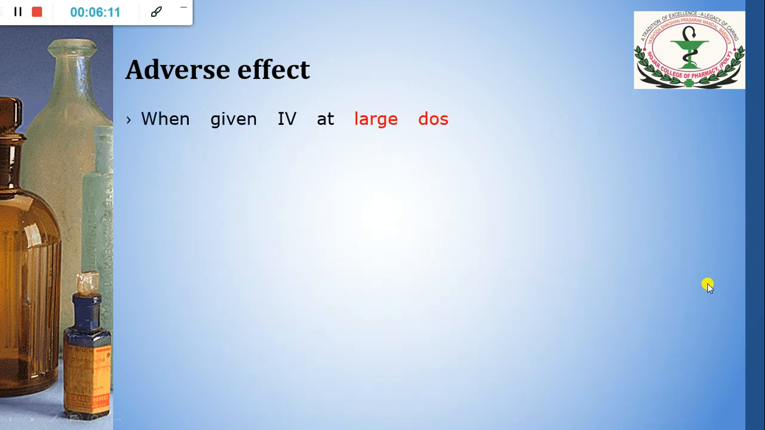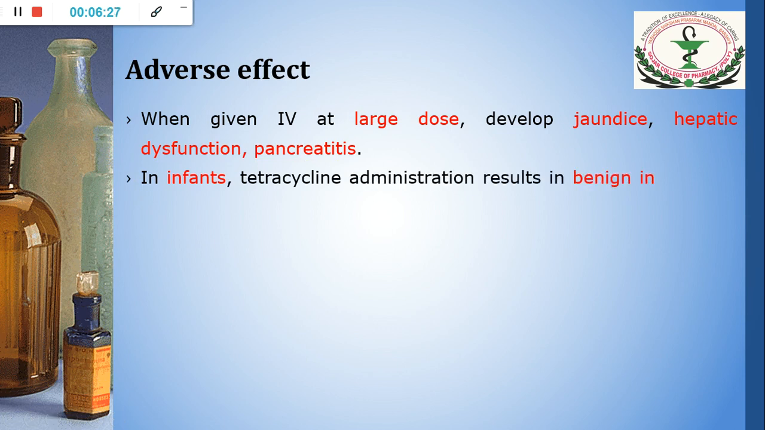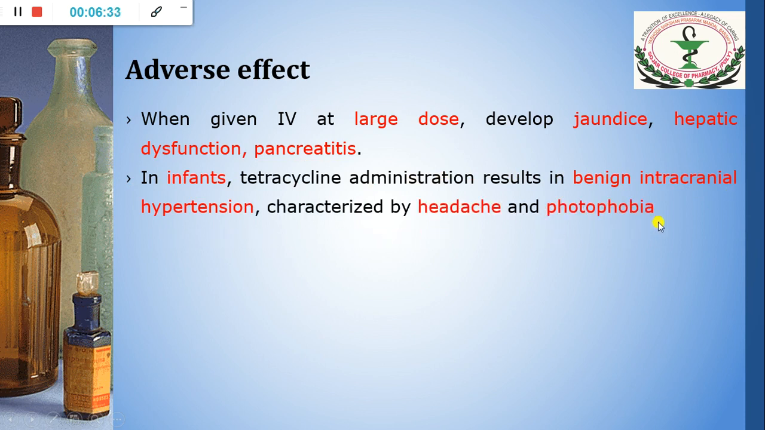When given IV at high dose, it develops jaundice, hepatic dysfunction, and pancreatitis. So these are the adverse effects. In infants, tetracycline administration results in benign intracranial hypertension, which is characterized by headache and photophobia. Now photophobia means anxiety towards light.